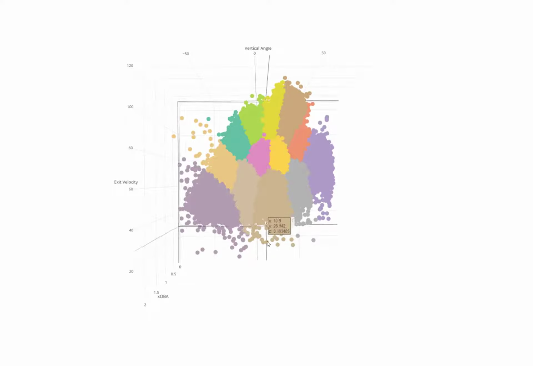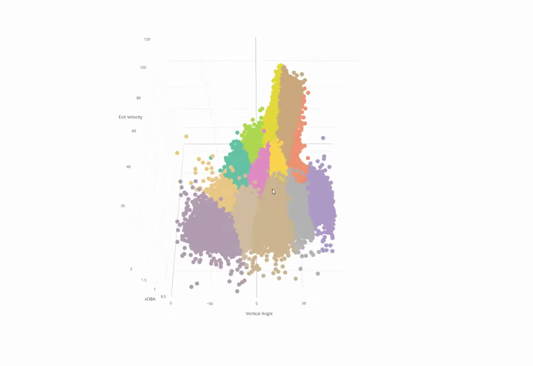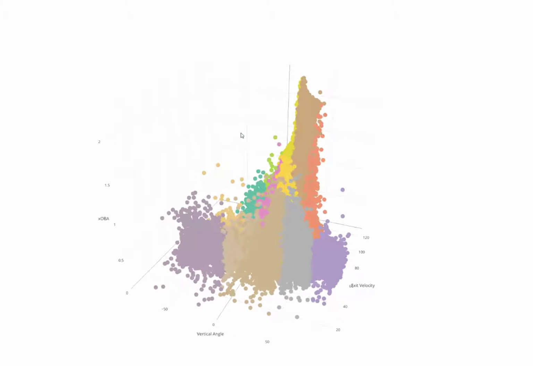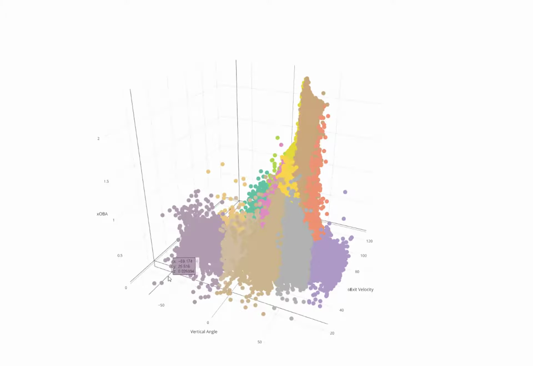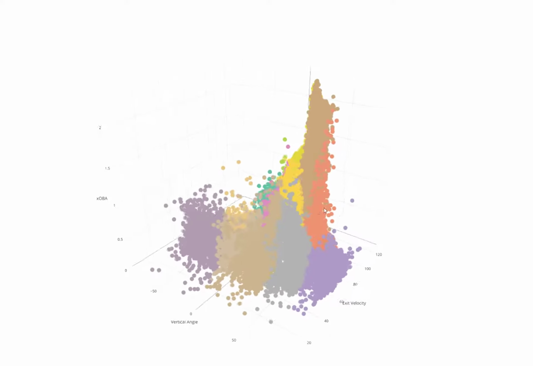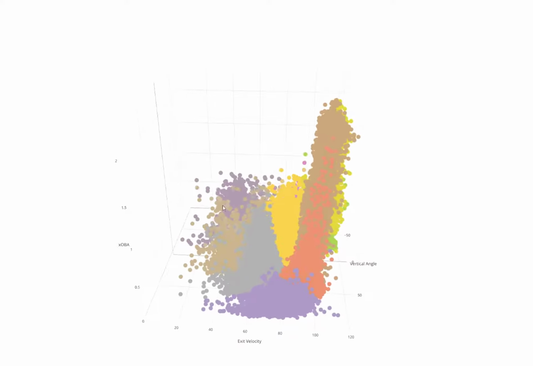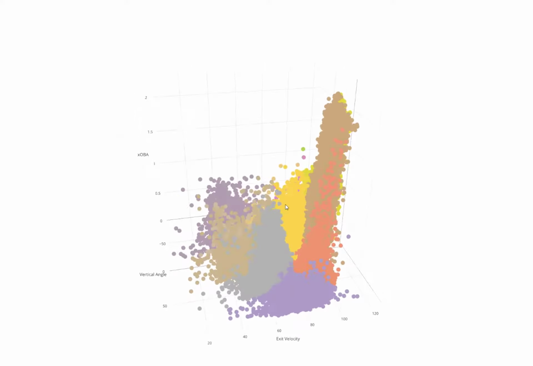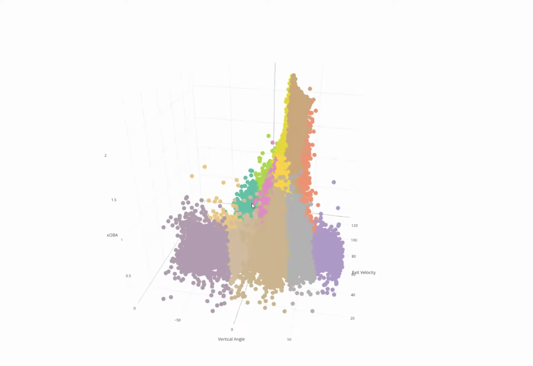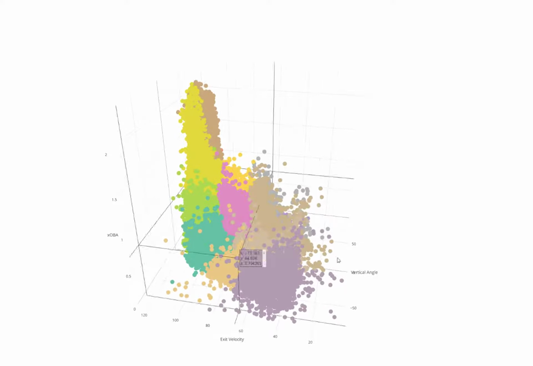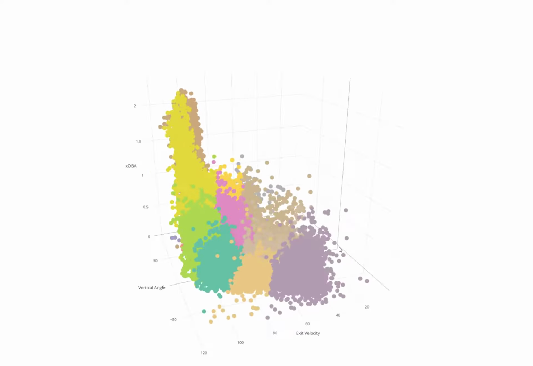So let's look at the 3D version. Huh? So let's just move it around a little bit. So you see this z-axis is now xwOBA. So look at that. So here are what my k-means clustering are describing as my 13 clusters. So here we go. So I think this is pretty interesting.